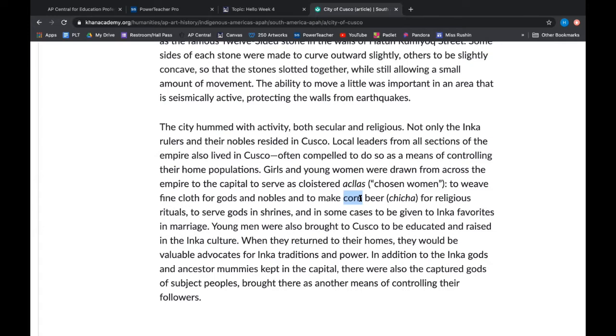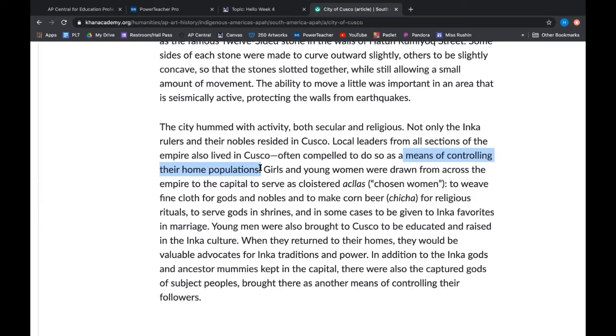In addition to the Inca gods and ancestor mummies kept in the capital, there were also the captured gods of subject peoples, brought there as another means of controlling the followers. So it says it twice in this paragraph. A means of controlling their followers, and then it was up here as a means of controlling their home populations. So again, this was all about power and control.